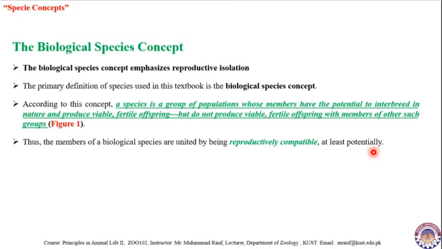Now if you ask a question that a person is living in Pakistan and someone else is living in the other corner of the world, obviously these two individuals cannot mate with each other. So can we classify them into two different species? No, because if they come close, then they can perform the act of mating and producing fertile offspring. So they have a potential.